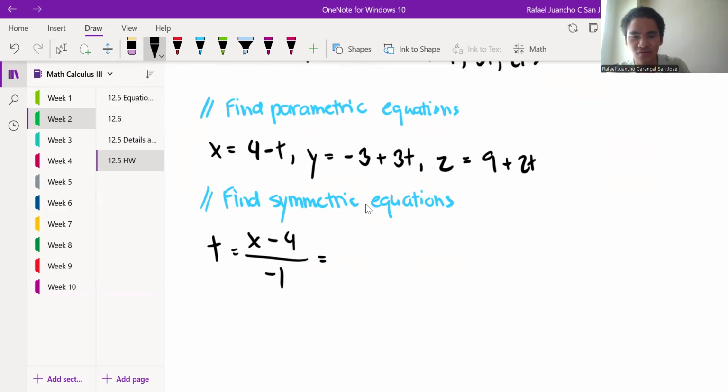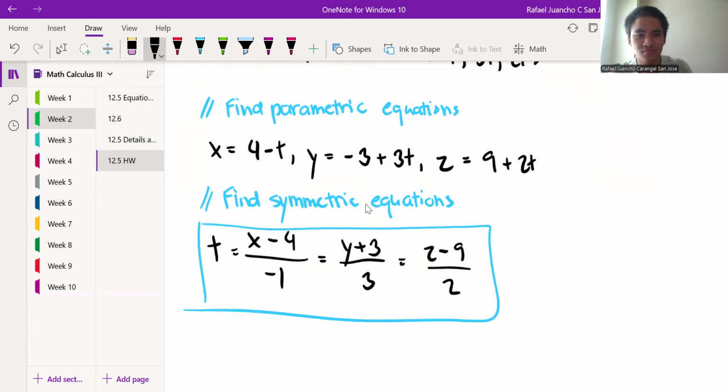For y, we have y minus y naught, so that's plus 3, y plus 3 over 3. That's it. For z, it's just z minus 9 over 2. Done. Okay, now I'm going to check. So we have x minus 4 over negative 1, y plus 3 over 3, z minus 9 over 2.